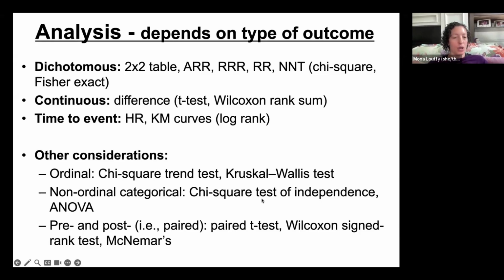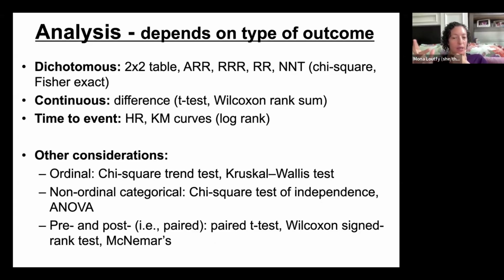So the other examples are if it's ordinal, you use a chi-square trend test or Kruskal-Wallis if you have to use median. Non-ordinal, you can see there the tests you use. Chi-square test for independence or ANOVA for non-normally distributed.